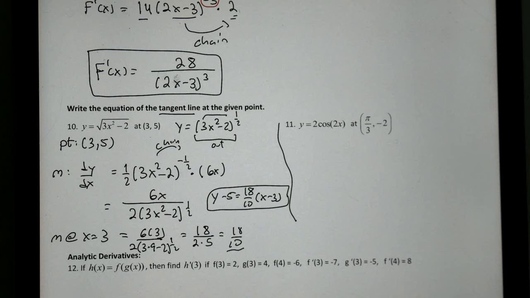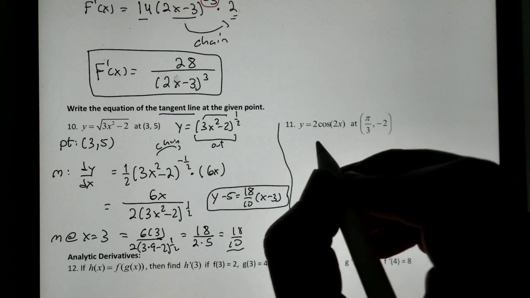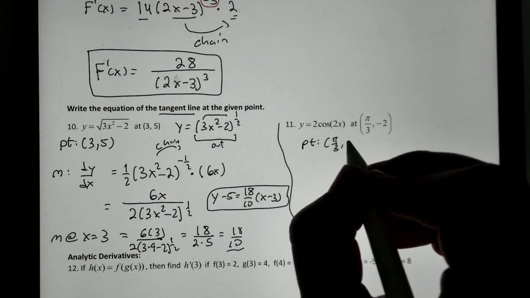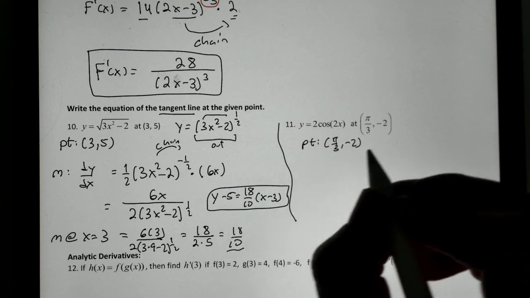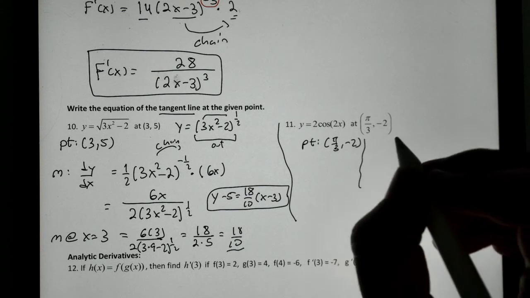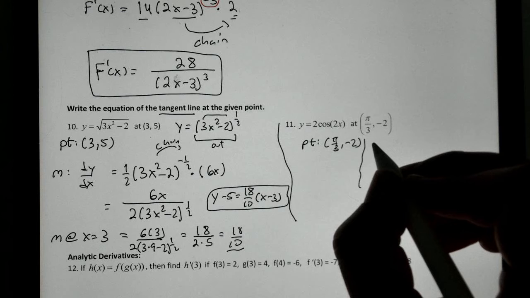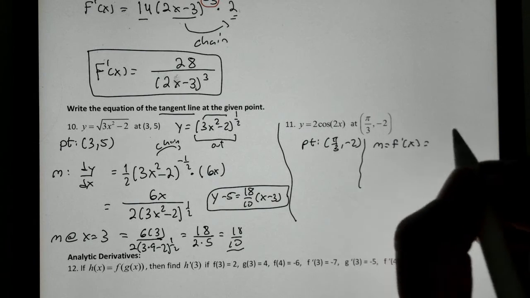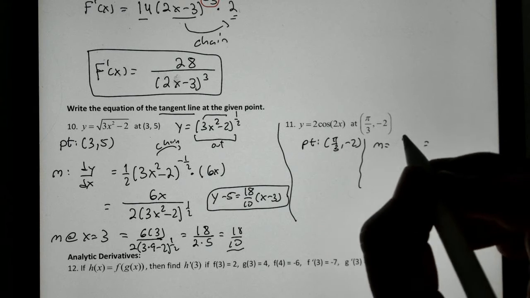Oh, no. I know what you're thinking. It's pretty tricky. We need a point. They give us a point: pi over 3, negative 2. Next, we need our slope. I'm going to give myself a little bit more room here. To get the slope, we need the derivative. I should use y prime again. Keep messing that up. There we go.